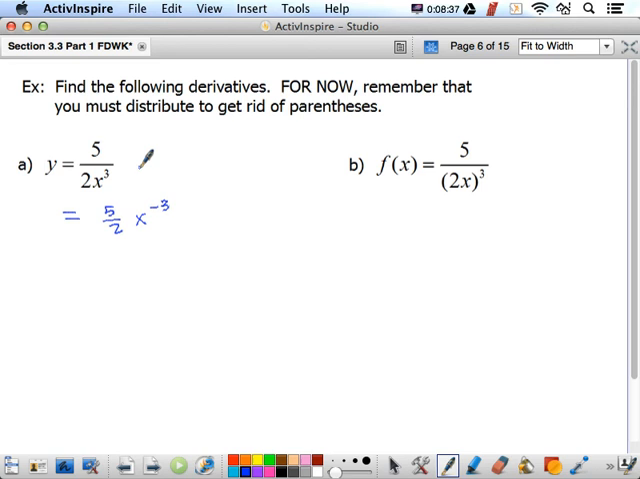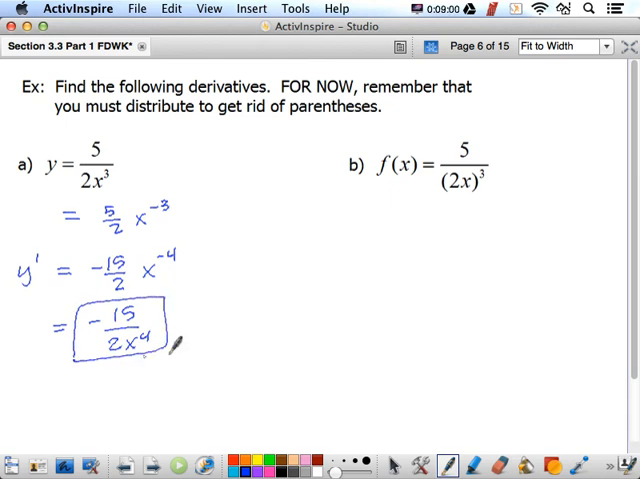Then you can apply the power rule, and this is where the calculus starts, right here. Y prime equals negative 15/2 x to the negative 4. Now you can drop the x back to the denominator, now that you've differentiated it. So that equals negative 15 over 2x to the 4th power. Do you have any questions about the first one?